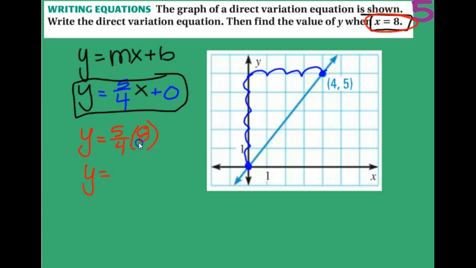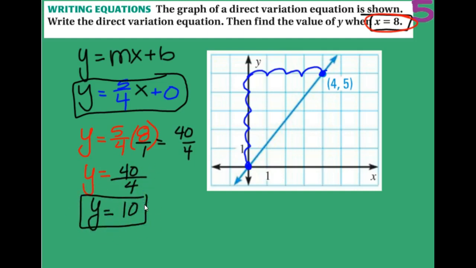Well, 8 is really 8 over 1, so if we multiply straight across, 5 times 8 is 40, 4 times 1 is 4, so 40 over 4 gives us 10. And if you're not sure if that makes sense, look at your graph. When x is 8, 1, 2, 3, 4, 5, 6, 7, 8 would be right over here. Would it make sense that y is somewhere at about 10? Maybe up here. I know that's not in your graph, but if we were to continue this line, it would continue through that point. Okay?